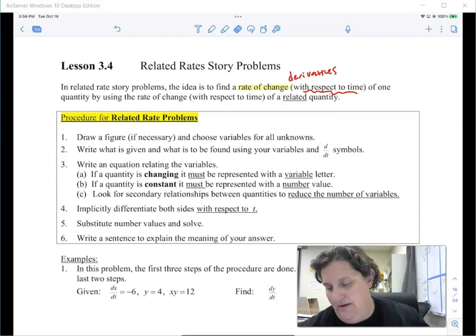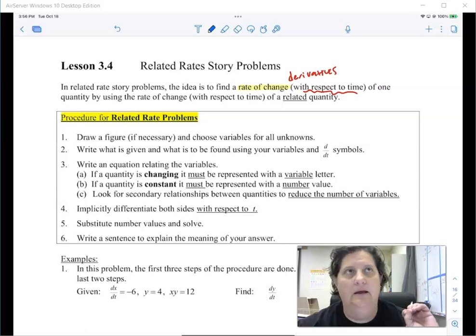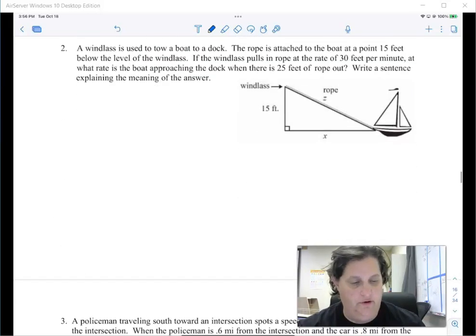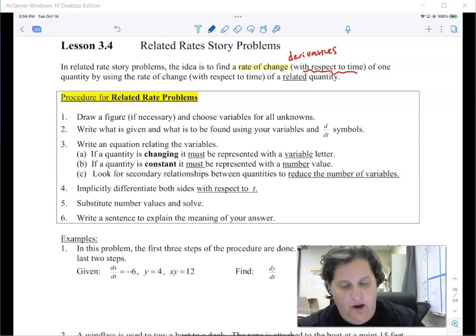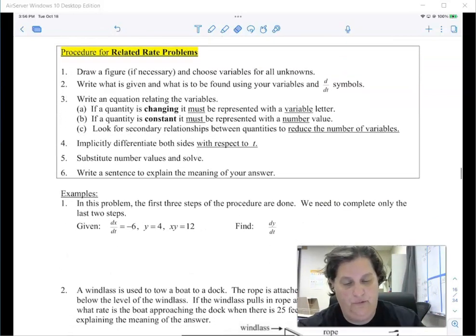Okay, so the first step, draw a figure if necessary. Like any type of word problem, if it's not drawn for you, absolutely you got to draw a figure. Okay, sometimes I get a little crazy with my figures. It's kind of fun. All right, choose all your variables. Write what is given, so read through the problem, write what's given and what you're looking for using all the variables and the dt. Okay, we'll talk about that. Write an equation relating the variables. Now, this is really important. If something is changing, it has to be represented with a variable. If something is constant, it has to be represented with a number.